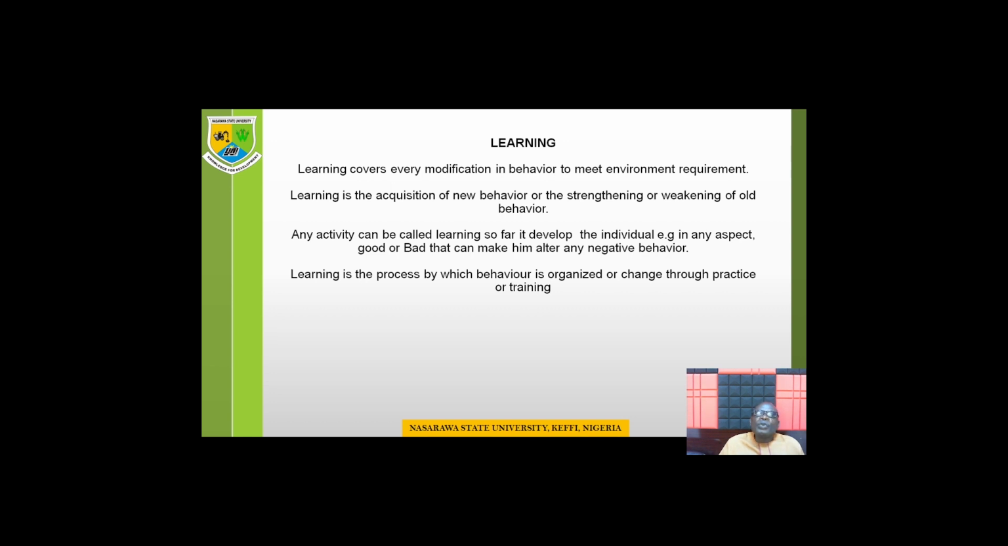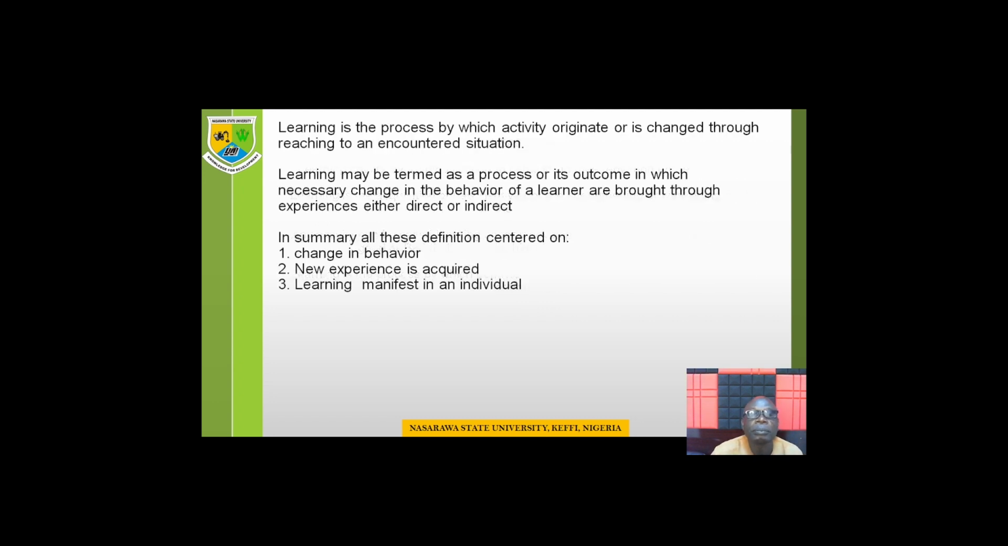2. Learning is the acquisition of new behavior or strengthening or weakening of the old behavior. 3. Any activity that could be called learning so far is developed in the individual, e.g. in any aspect of good or bad that can make him alter any negative behavior. Therefore, learning is a process by which a behavior is organized or changed through practice or training. Learning is a process by which activity originates or is changed through reacting to an encountered situation. Finally, learning may be defined as a process or its outcome in which necessary changes in the behavior of a learner are brought through experiences, either direct or indirect.